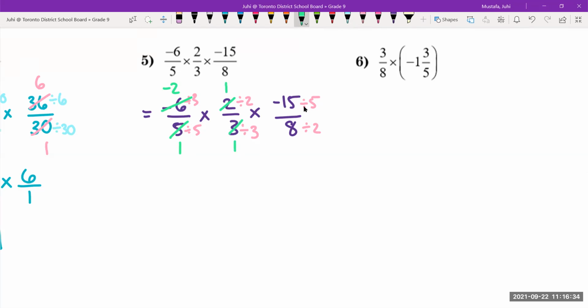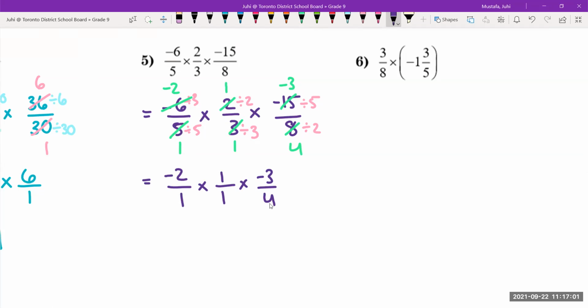-15 divided by 5? -3. 8 divided by 2? 4. Let's rewrite this fraction with all of the new numbers. So it's going to be -2 over 1. I'm basically writing the obnoxious green numbers again. So -2 over 1 times 1 over 1 times -3 over 4.